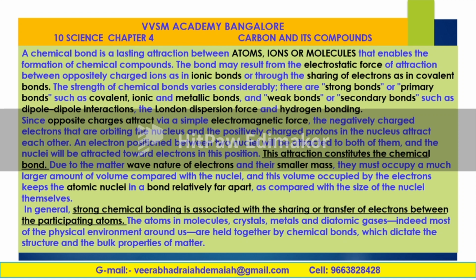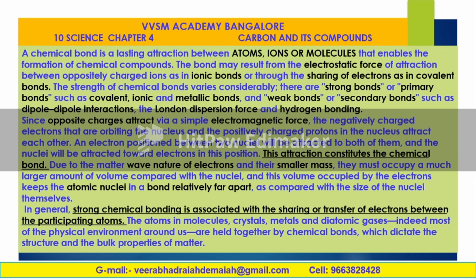There are strong bonds or primary bonds. My dear friends, primary bonds are also called strong bonds, such as covalent bond, ionic bond, metallic bond. Which are the strong bonds? Generally, the strong bonds or primary bonds are covalent bond, ionic bond, metallic bond, etc. Then weak bonds, the secondary bonds, such as dipole-dipole interactions, London dispersion force, hydrogen bonding, which are weak bonds.